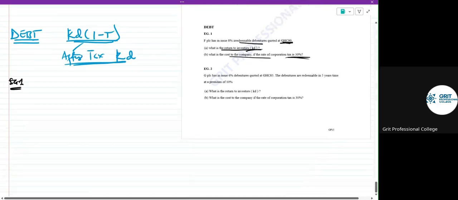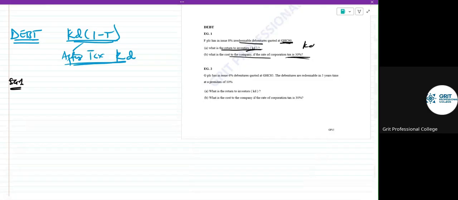So please remember that for debt, there's what we call KD, and then there's also what we call KD(1 minus T). KD is to the investor. KD(1 minus T) is to the company. However, for equity, RE, which was the return to the shareholder, and KE, which is the cost to the company, were the same thing. But for debt, the two are different. So this is not the same as what we have here, because for the company, we are factoring in the element of taxation. I hope the difference is clear.